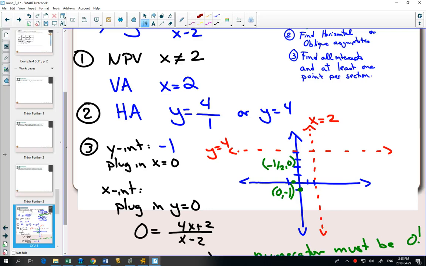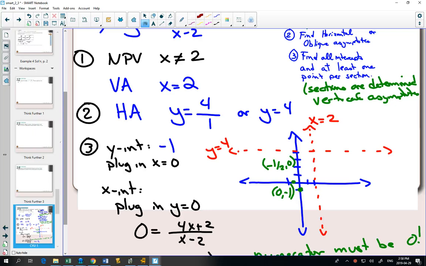So when I say we need at least 1 point per section, sections are determined or separated by the vertical asymptote. So I don't know if you want to put that down: the sections are determined by vertical asymptotes. We have one vertical asymptote that splits our graph into 2 sections. Horizontal doesn't matter. Our sections are determined only by the vertical asymptotes.